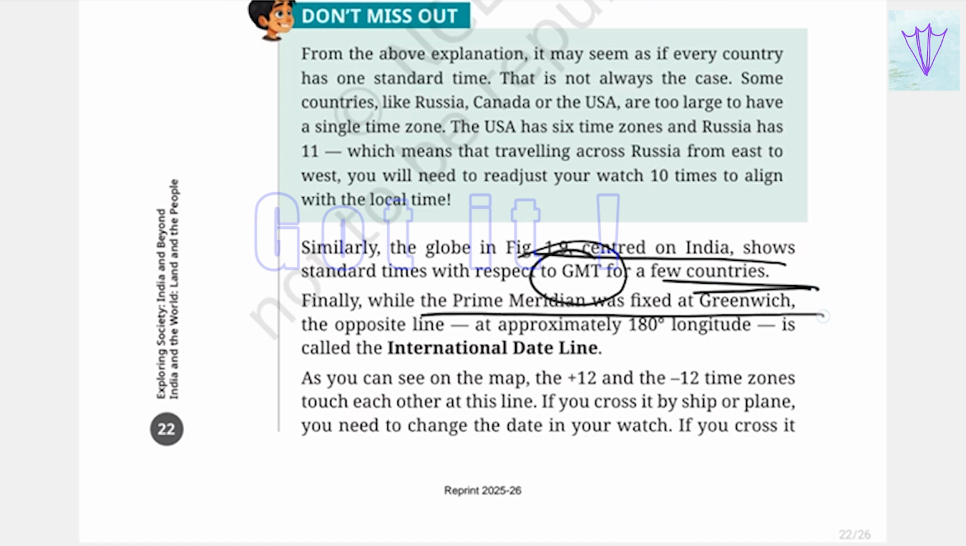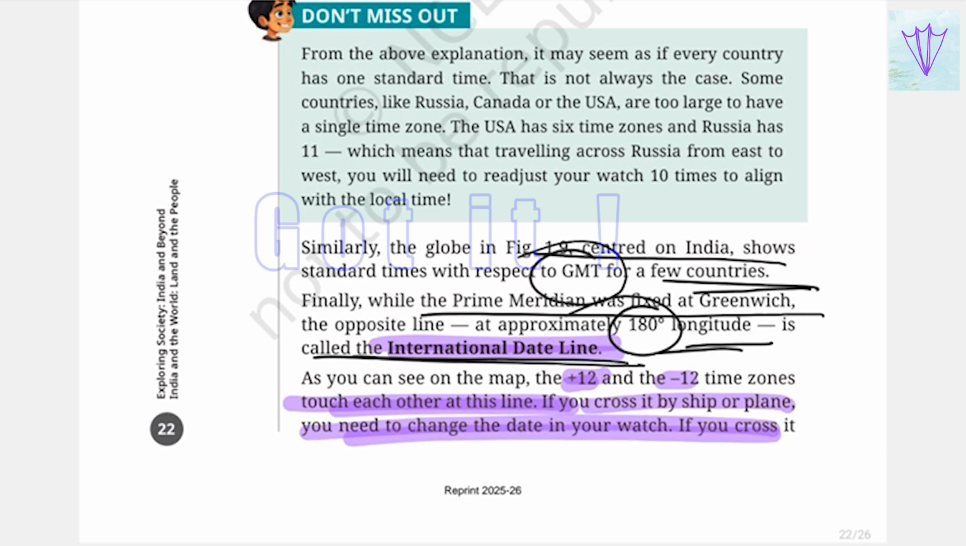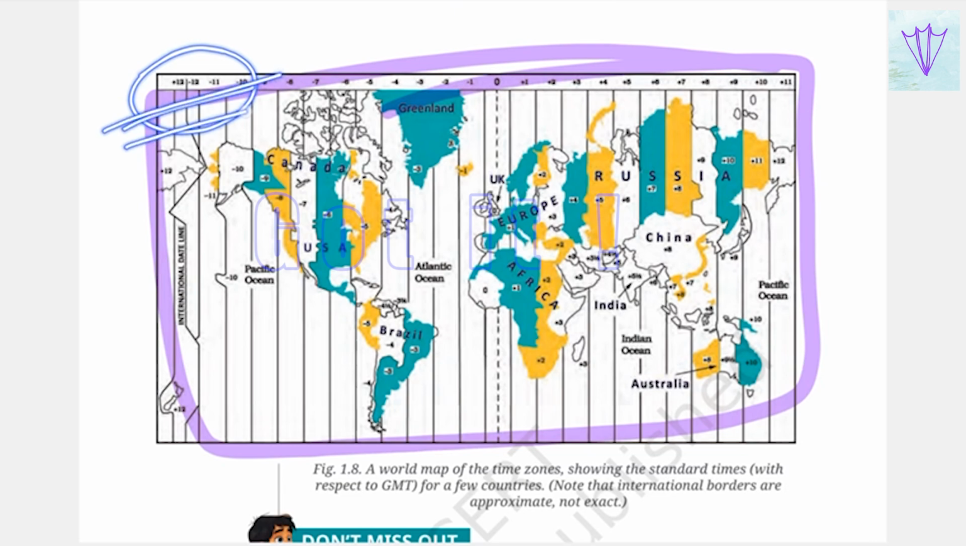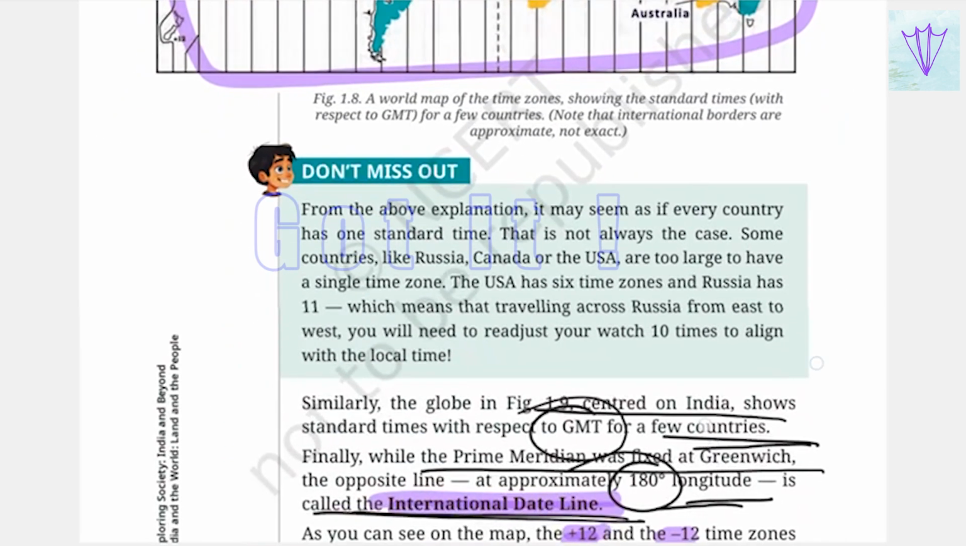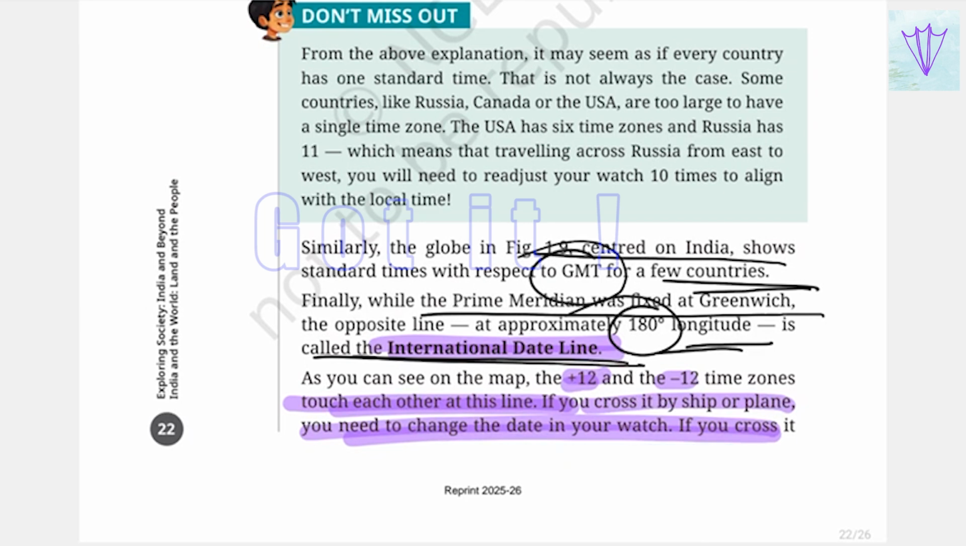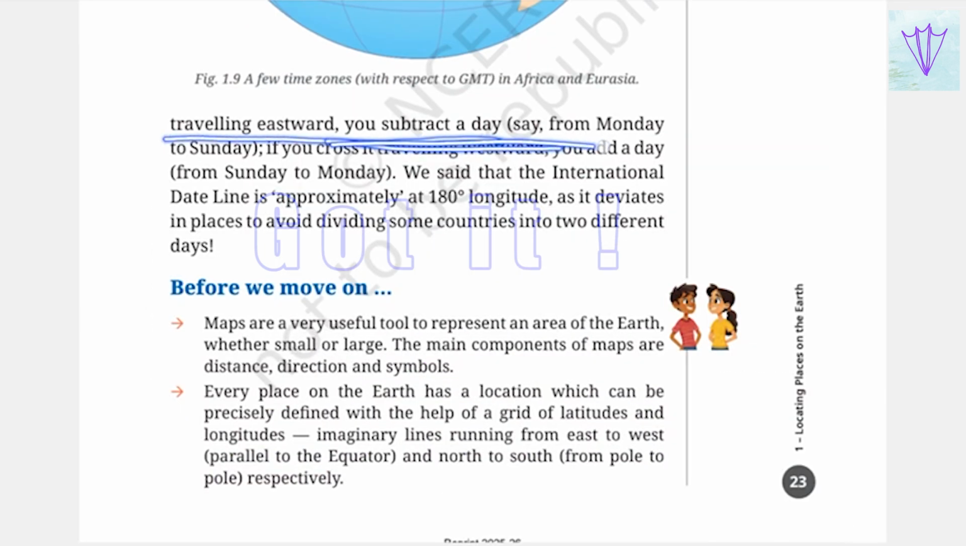So finally, while the prime meridian is fixed at Greenwich, the opposite line at approximately 180 degrees longitude is called the International Date Line. So as you can see on the map, plus 12 and minus 12, the time zones will actually overlap. So if you cross it by ship or a plane, you need to change the date on your watch. So by traveling eastwards, you subtract a day, say from Monday to Sunday, and if you cross it traveling westwards, you add a day, that is Sunday to Monday.